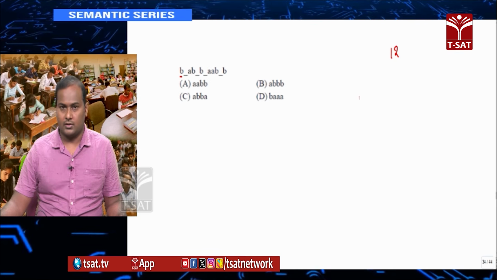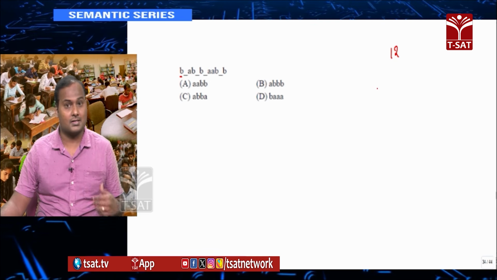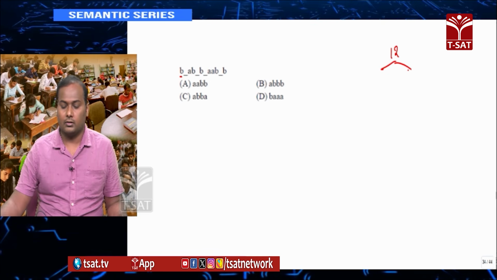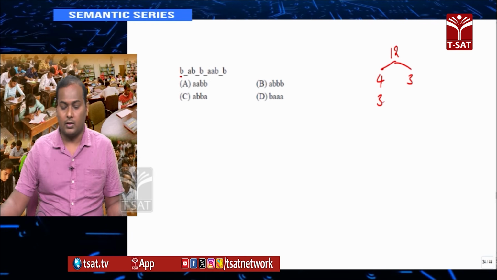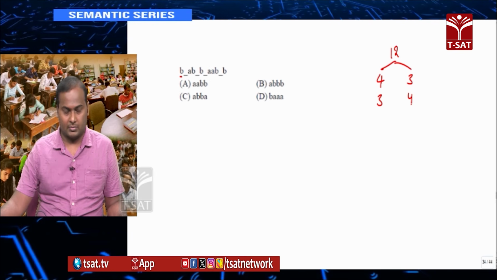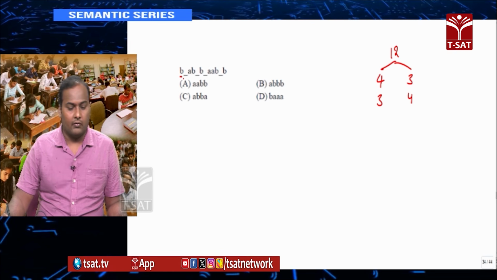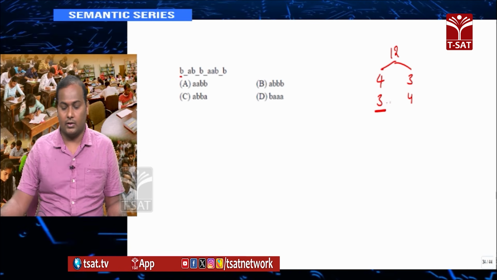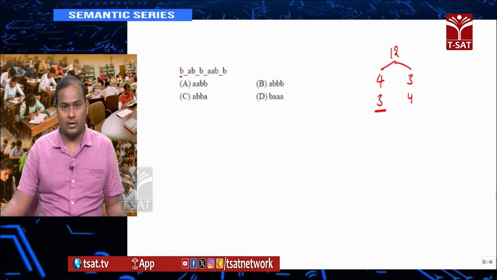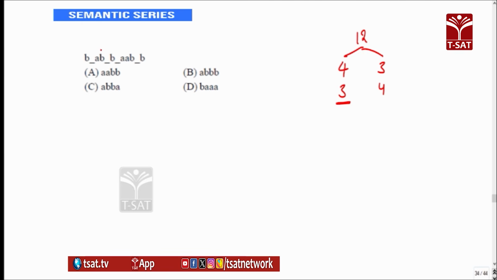So in these 12 letters, how can we write the series? We can write either 4 parts repeating 3 times or 3 parts repeating 4 times. It means we will divide this particular series either into 3 letters in 4 parts or 4 letters in 3 parts. In this question, B gap A is one particular part, B gap B and gap A is one part, and B gap B is one more part.